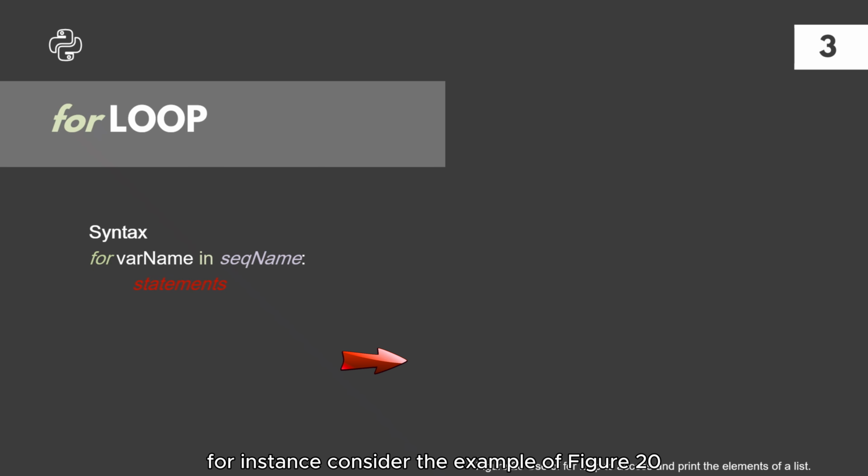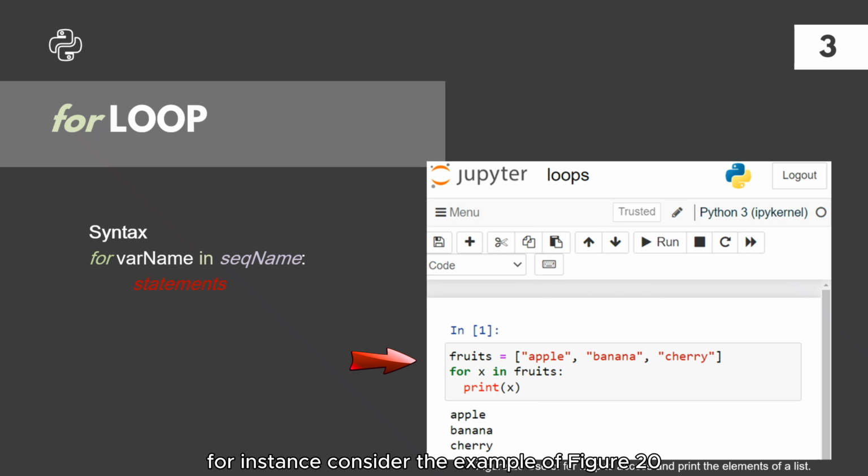For instance, consider the example of figure 20. We want to print each element, that is fruit, in the list named fruits, which contains three elements: apple, banana, cherry. We use the for keyword to start the loop as x in fruits, meaning that variable x is indexed in fruits and will have access to the fruits list. Then using the print function, we print the value of x in each iteration, so we see the first element first, that is apple, then the second element banana, and the last one is cherry.